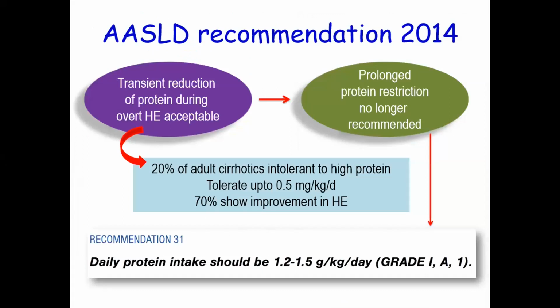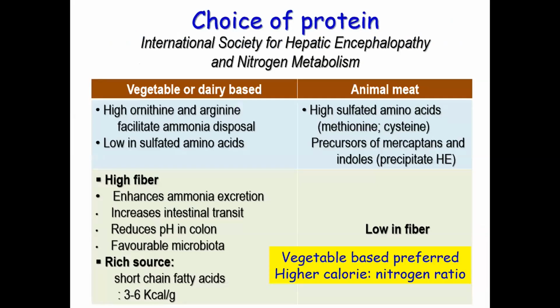So the AASLD, that means the American Association for the Study of Liver Diseases, recommendation is that when the patient is having overt and acute encephalopathy, at that point of time, you come down on the protein to 0.5 grams per kg per day. But once this encephalopathy is gone, you should go back to the normal protein intake, which is 1.2 to 1.5 grams per kg per day. And this needs to be sustained because these patients and children are going to be sarcopenic.